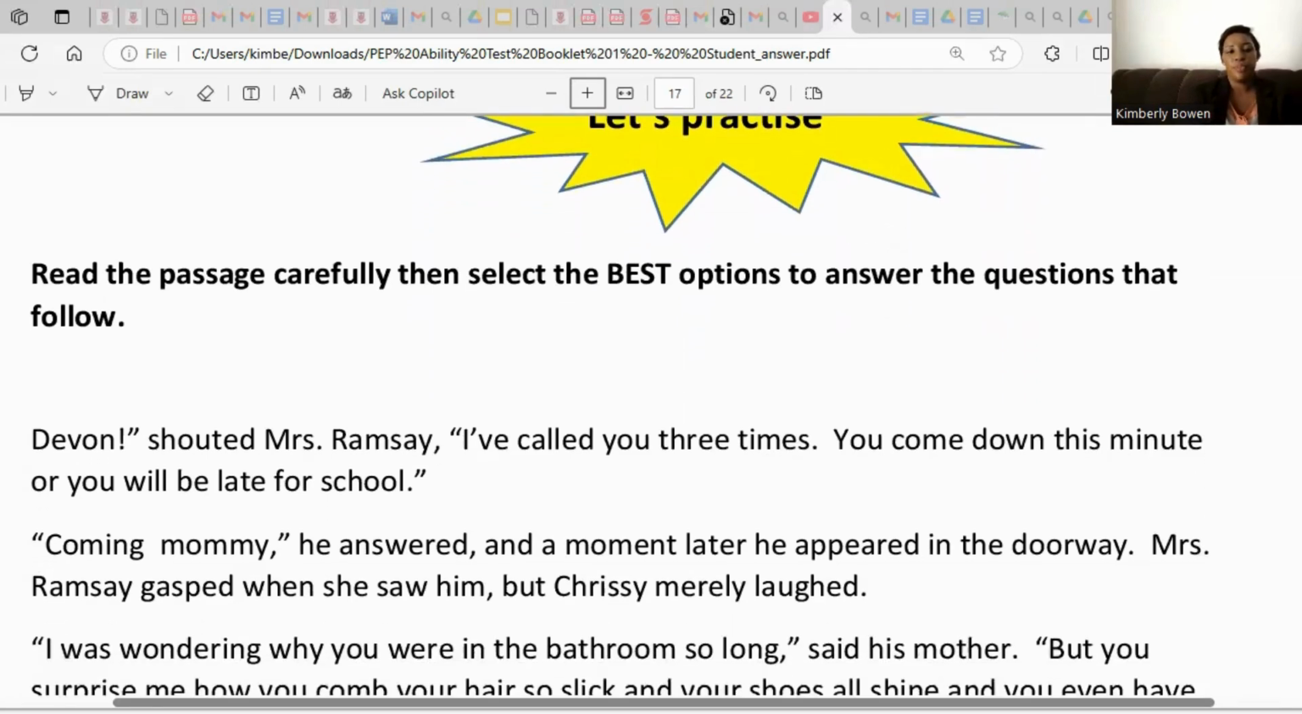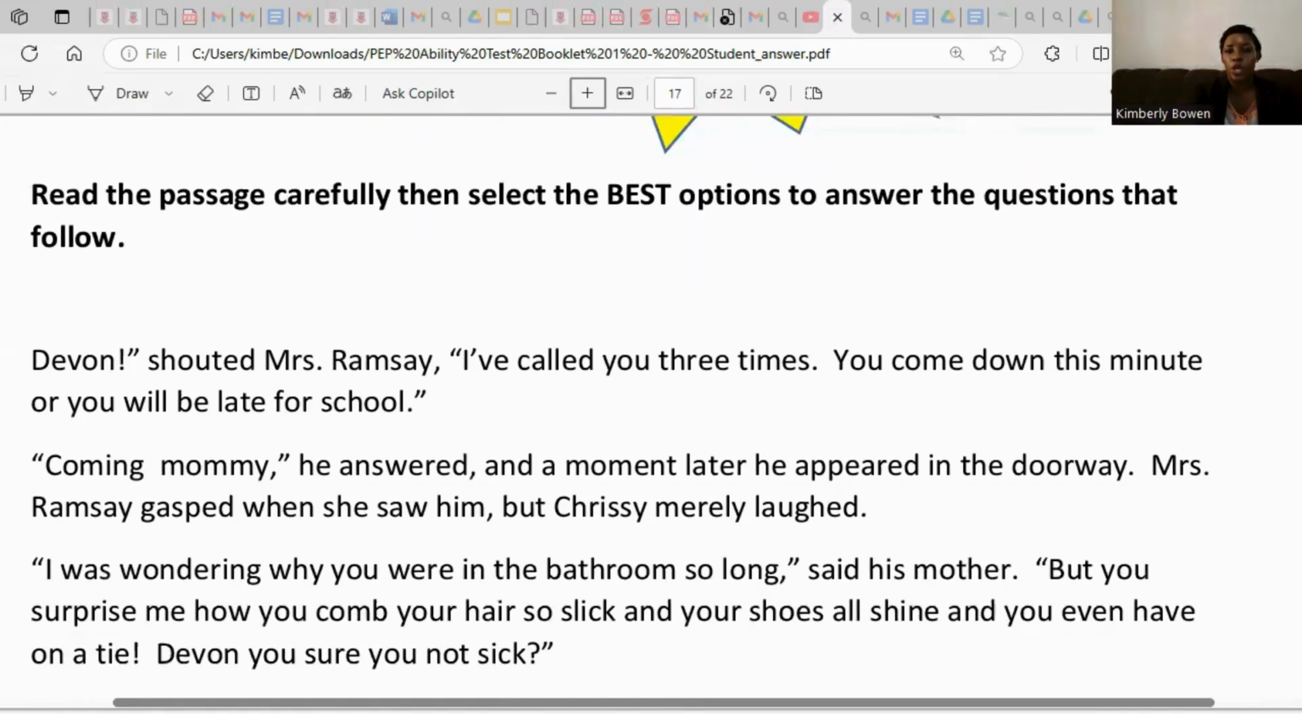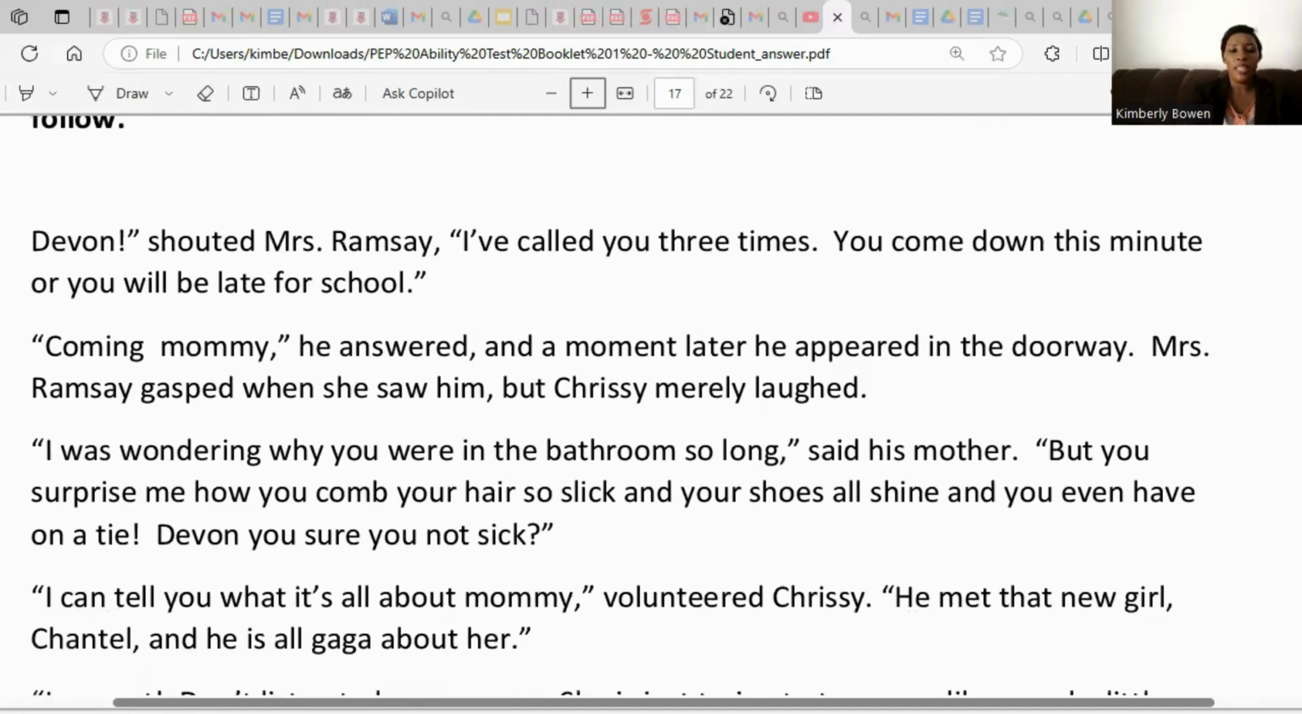Mrs. Ramsey, I've called you 3 times. You come down this minute, or you will be late for school. Mommy, he answered. And a moment later, he appeared in the doorway. Mrs. Ramsey gasped when she saw him. She nearly laughed. Why, you were in the bathroom so long, said his mother. But you surprised me. How you combed your hair so cute, with your shoes all shine. You have on a tie. Come on, you're not sick.